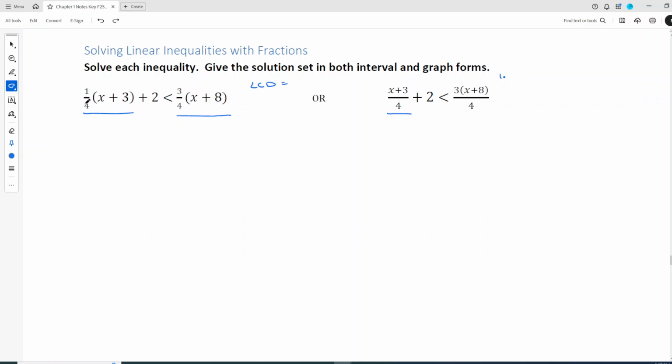Okay, what I'm going to do is try to work with the one on the left. So we've got 1/4, so we have a denominator of 4, plus 2, which has a denominator of 1, is less than 3/4, which has a denominator of 4. My lowest common denominator would be 4, which means I'm going to multiply both sides of the inequality by 4 to keep that equality and to get rid of the fractions. So in reality, what I'm going to do is multiply every term by 4. I'm going to multiply the 1/4 times (x plus 3) by 4, I'm going to multiply the 2 by 4, and I'm going to multiply the 3/4 times (x plus 8) by 4.